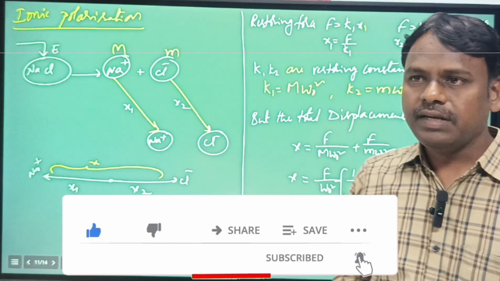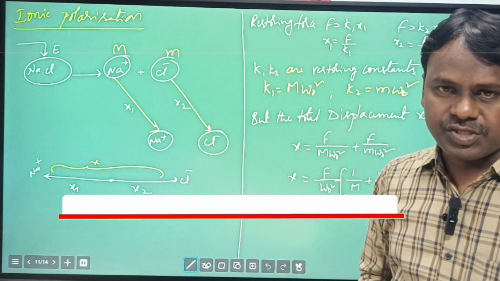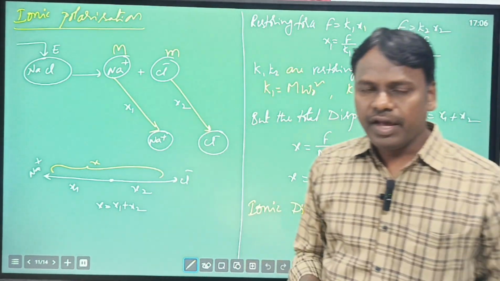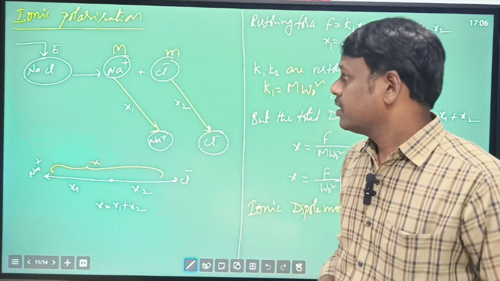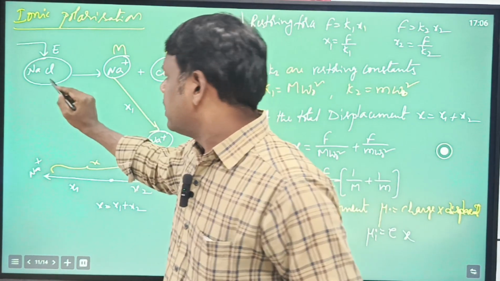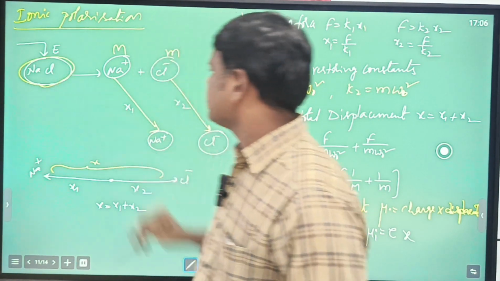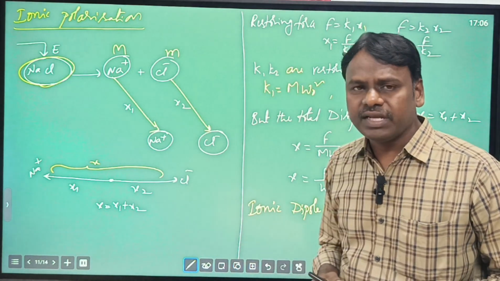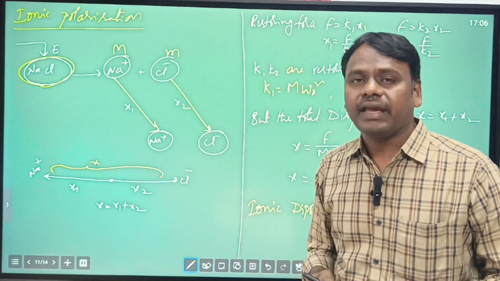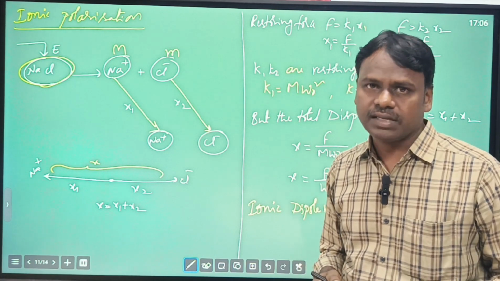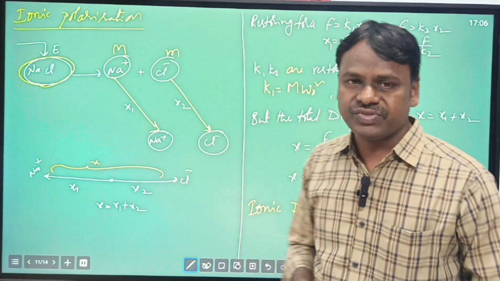Now, I want to explain the ionic polarization. Generally, the ionic polarization will be observed in ionic solids. So, let me take an ionic solid NaCl. The ionic form of NaCl is Na+ and Cl-. Let us suppose that capital M is the mass of the Na+ ion and small m is the mass of the Cl- ion.